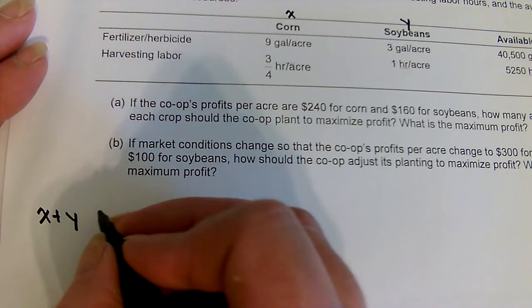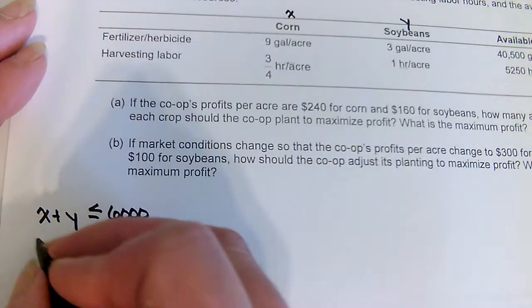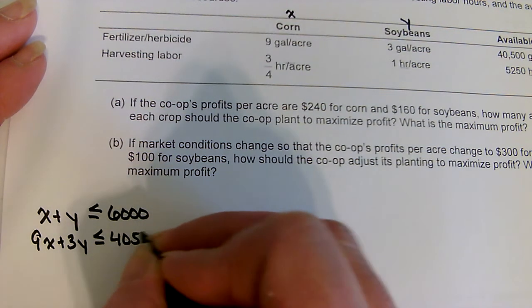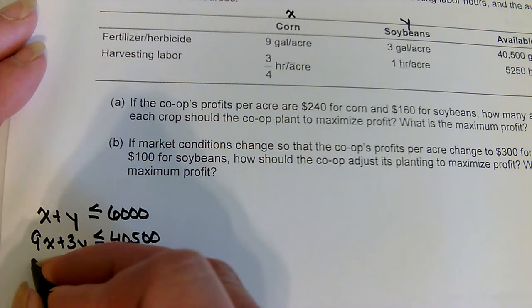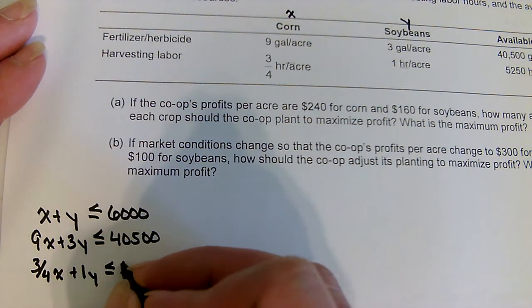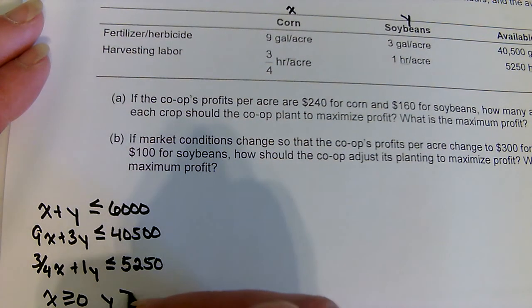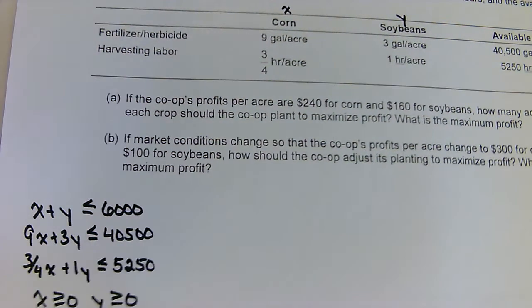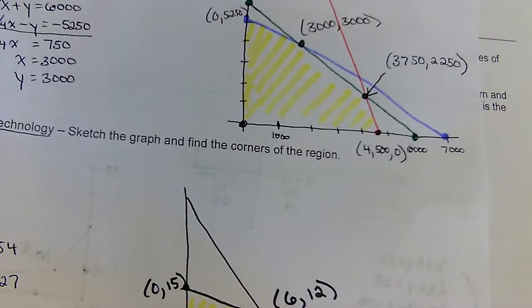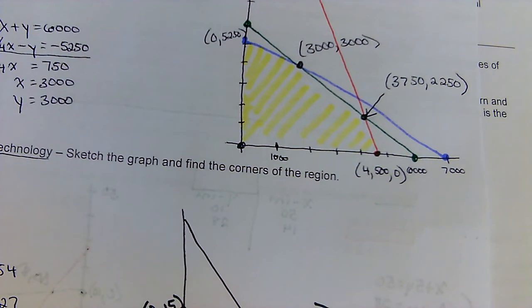So we had the equations X plus Y had to be less than or equal to 6,000. Then the fertilizer, that was 9x plus 3y, had to be less than or equal to 40,500. And then the labor was 3/4 times x plus 1 times y, had to be less than or equal to 5,250. And again, our x had to be positive and our y has to be positive. So we ended up, and I am looking back at our notes here, with this beautiful region.